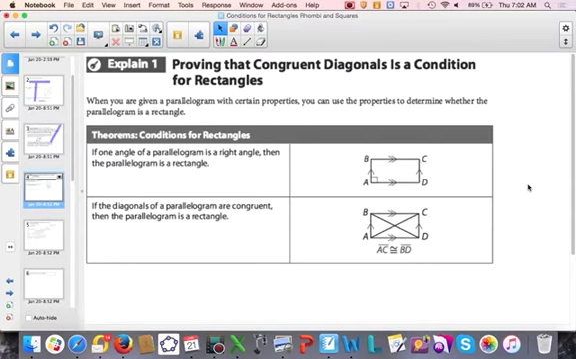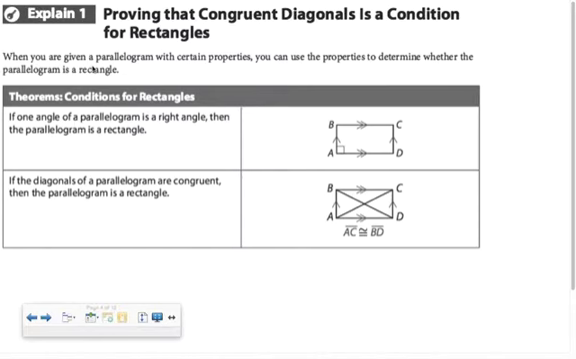So we have these properties now. Conditions for rectangles. If a parallelogram has one angle that you already know is a right angle, then you know it's a rectangle. Again, if you have a parallelogram and its diagonals are congruent, then that parallelogram is a rectangle.